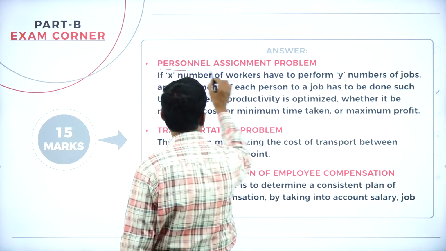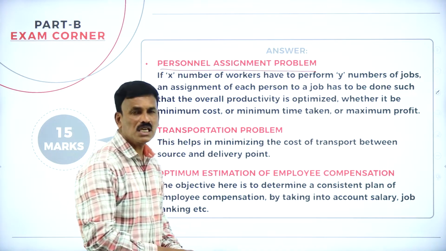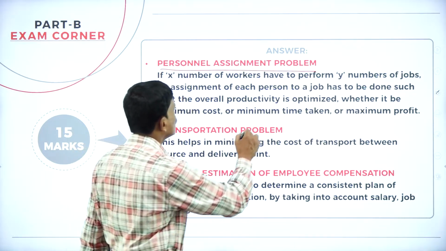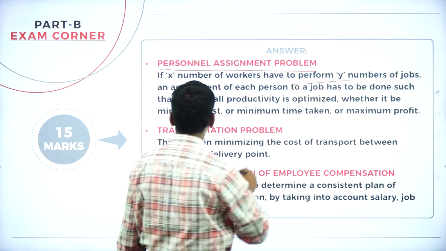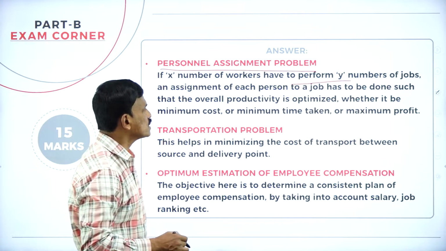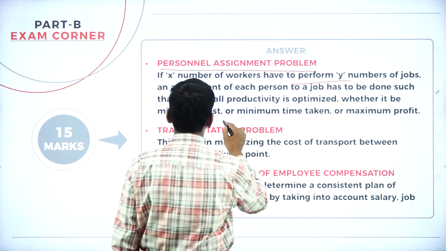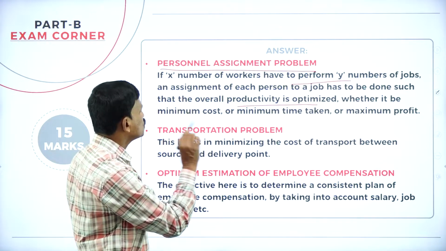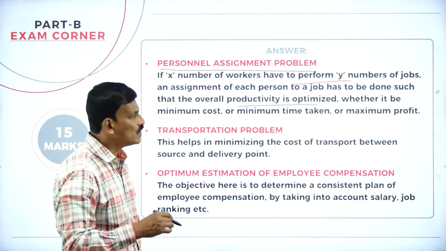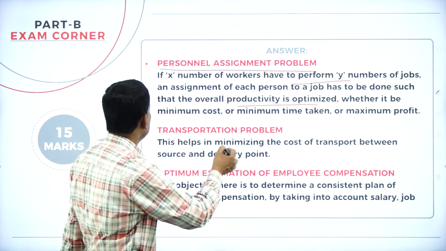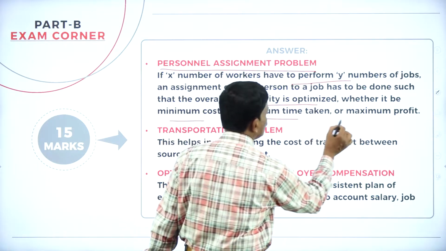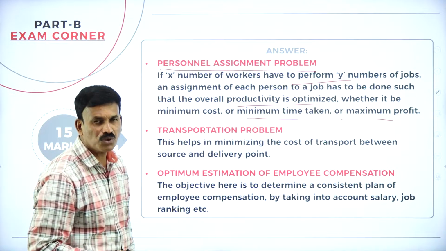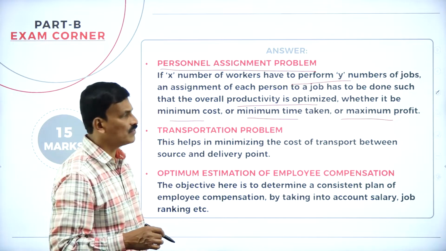First, the personnel assignment problem. How does LPP help in personnel management problems? Suppose X number of workers have to perform Y number of jobs. An assignment of each person to a job has to be done such that the overall productivity is optimized, whether that means minimum cost, minimum time taken, or maximum profit. This linear programming formulation is very, very important.